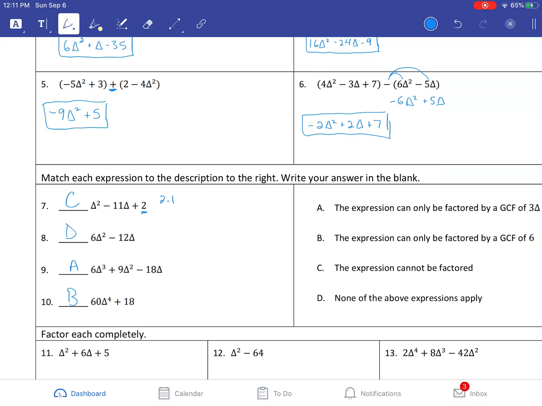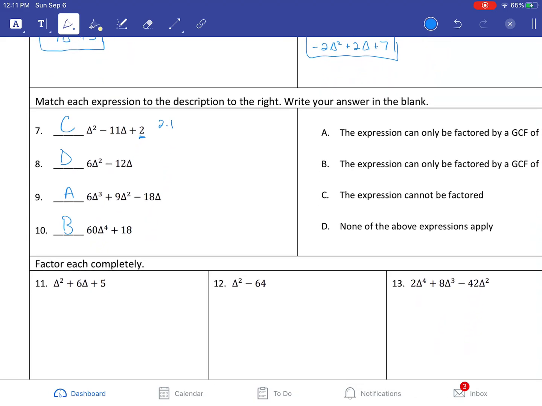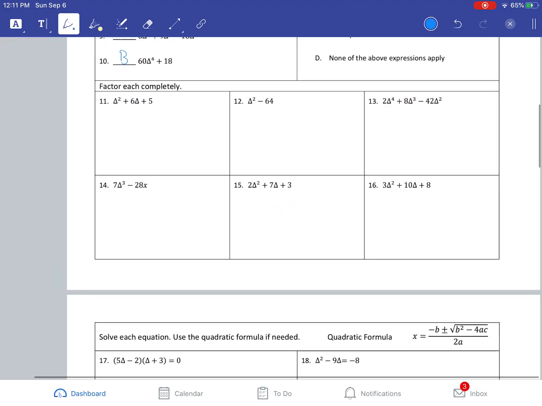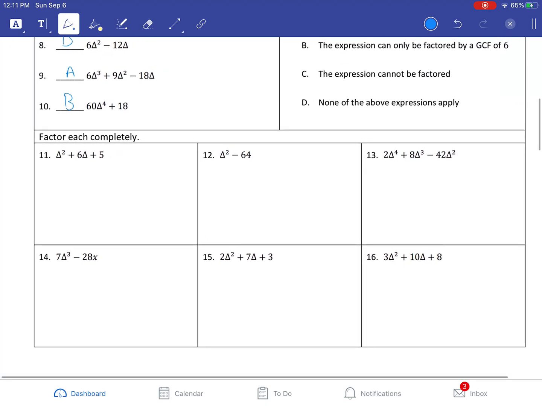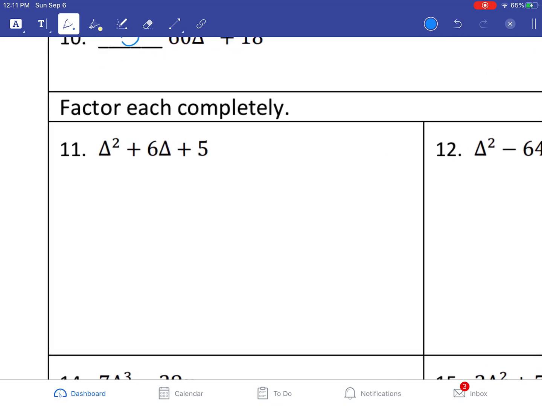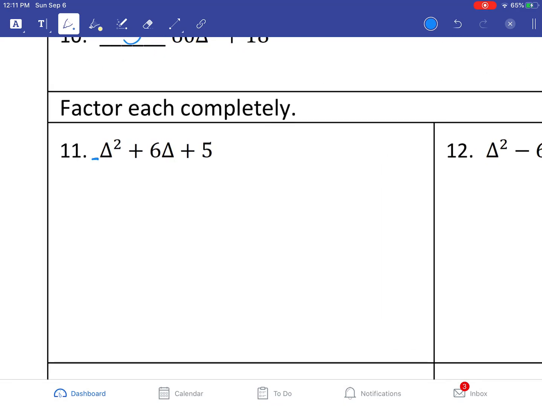All right, on to number 11 through 16. These are the factoring ones. These are just expressions. So again, you want to go through this list in your head. First is, can you take out the greatest common factor? Yes or no? If yes, do it, then move on to the next step. If no, what else comes after that? Next is the five steps to factoring. Well, this looks like a five steps to factoring problem because there's no term in front of the triangle squared. So there's no number here, which means we can try five steps to factoring first.